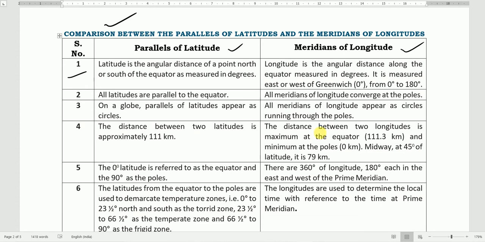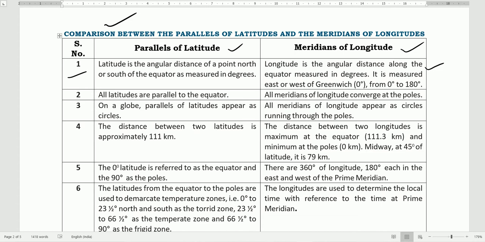And for the longitude, it is the angular distance along the equator, measured in degrees, and it is measured east or west of Greenwich, that is the prime meridian, 0 degree longitude, from 0 degree to 180 degree. So this is what we call longitude.